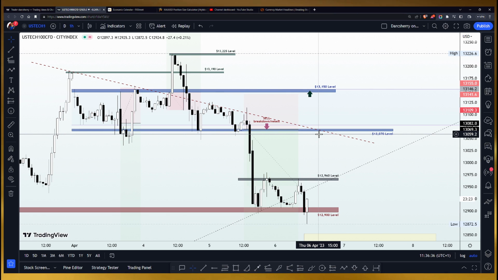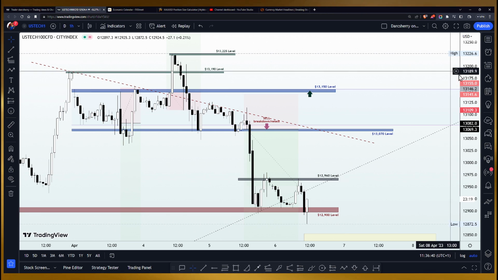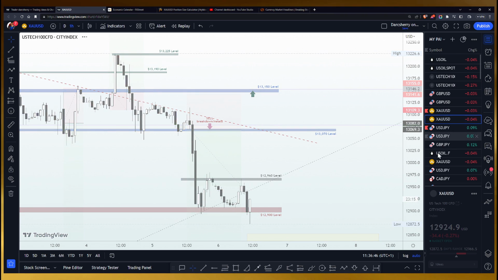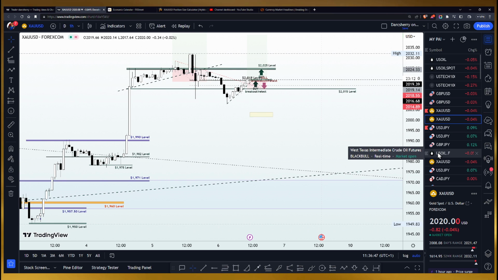So with that being said, here I will be moving on to the next pair, and the next pair we are going to be looking at is the XAUUSD, which is the gold metal, of course.